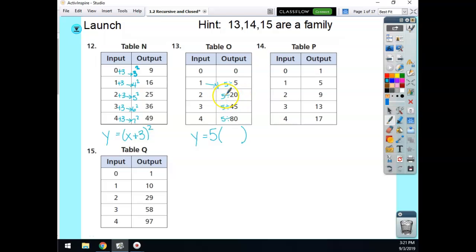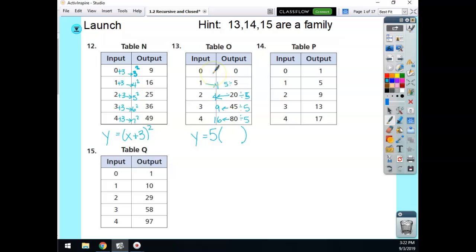20 divided by 5. We should do this the other way around. Sorry, that wasn't very good of me. 20 divided by 5, 45 divided by 5, 80 divided by 5. So if I do 20 divided by 5, that gives me 4. So I need a way to turn my 2 into a 4. 45 divided by 5 is 9. So I need a way to turn my 3 into a 9. And 80 divided by 5 is 16. So I need to figure out a way to turn my 4 into a 16.